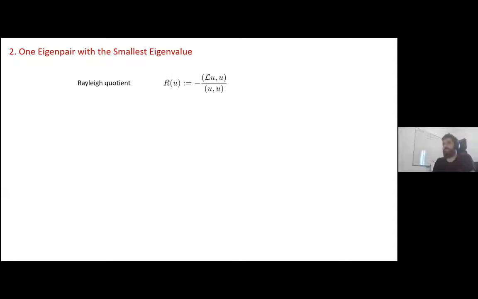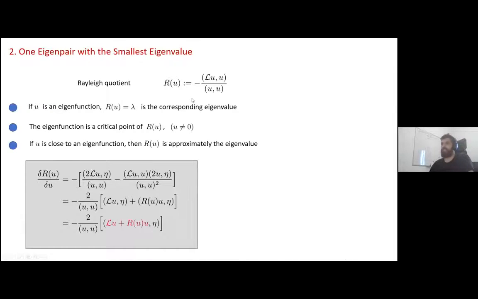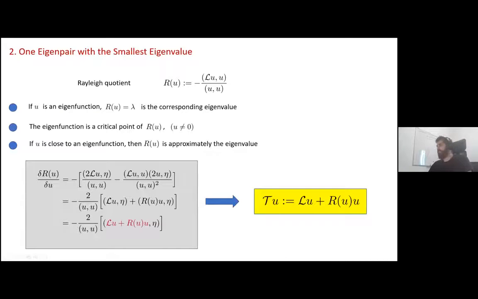To do this, we use the Rayleigh quotient. So the Rayleigh quotient, as defined here, has the interesting property that if our outputs are close enough to the eigenfunction, then R(u) is going to approximate the eigenvalue. Here you can find a short proof with calculus of variations. So given this intuition, we can define T(u) to be the same as before, substituting R(u) instead of lambda.